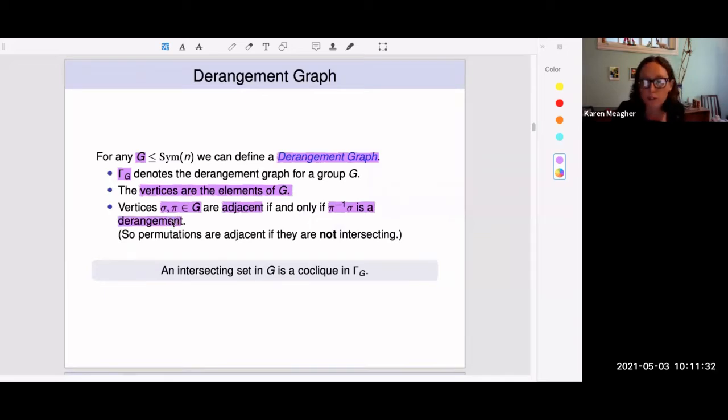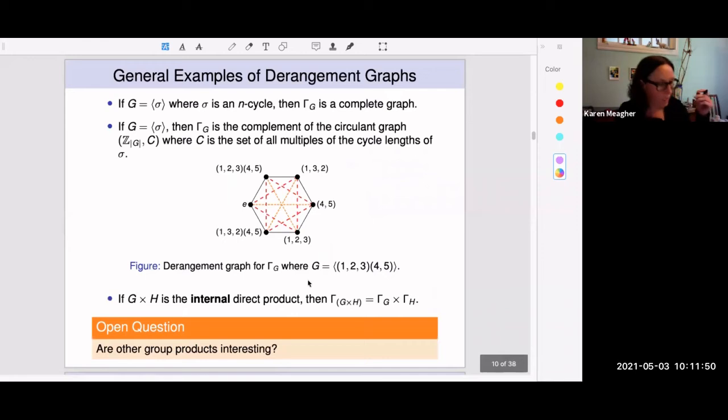So I've defined this graph exactly so that permutations are adjacent if they're not intersecting. And so the way I've set it up is now I'm looking for the largest co-clique, or the largest independent set in this graph. Okay, so an intersecting set is a co-clique here. Here's a couple of examples. If I have an n cycle and I take the subgroup generated by the n cycle, my derangement graph is just going to be a complete graph.